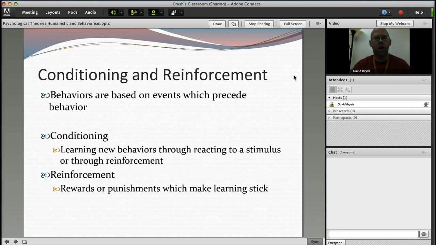Okay, so let's talk about conditioning and reinforcement. If you remember nothing else about behaviorism theory, you need to understand conditioning and reinforcement. So when you think of behaviors, I want you to think of this: conditioning and reinforcement. This is an important caveat though, this first thing right here. Behaviors are based on events which precede behavior. What that's saying is that you have a behavior because of something that happened before. I hope that makes sense to everybody.